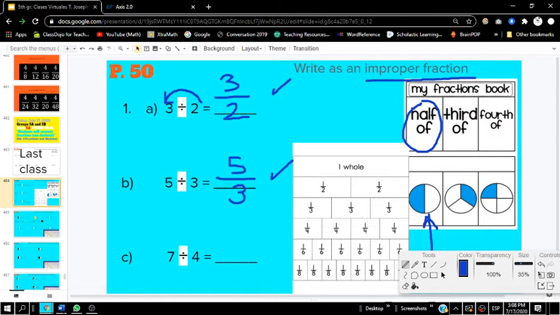Pause the video and try to see if you can do the next one on your own. All right, so that last problem should have been 7 over 4. In other words, 7/4.